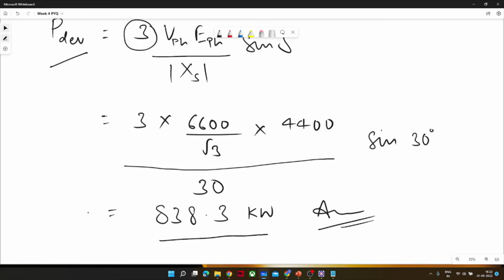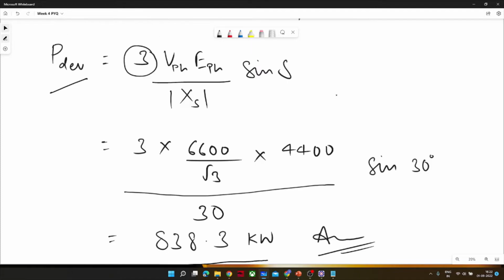So any issue in this problem or any doubt in the problem? I might have gone fast because since last class I am discussing only this topic. So any issue in this?